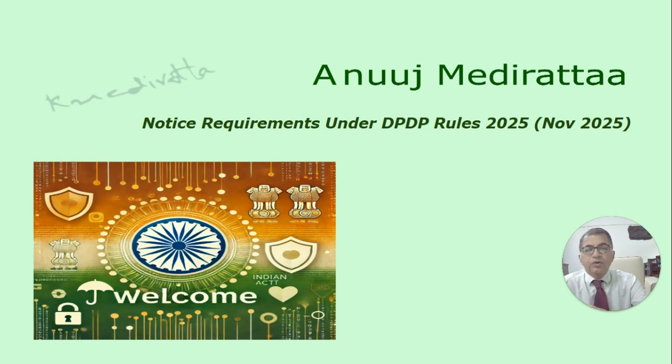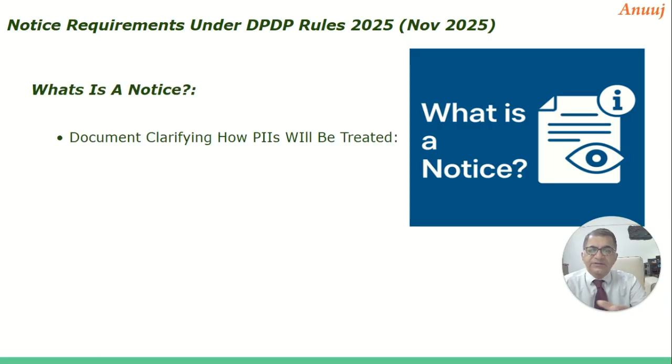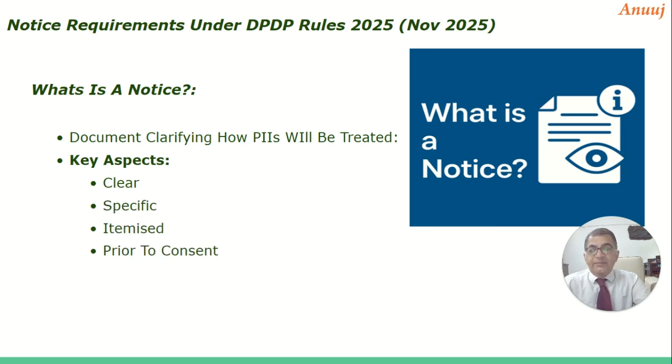And as I said, we are going to talk about the notice requirements under DPDP Rules 2025. So, what is a notice? A notice is a document that tells a data principal how his personal information is going to be treated, what is to be collected, how it is to be used, and why it is to be collected, what is the exact purpose. And DPDP Rules have laid down guidelines around how Indian data would be collected. The notice, which has this information, has to be very clear, very specific to the purpose, itemized, and should be issued prior to taking the consent for processing.